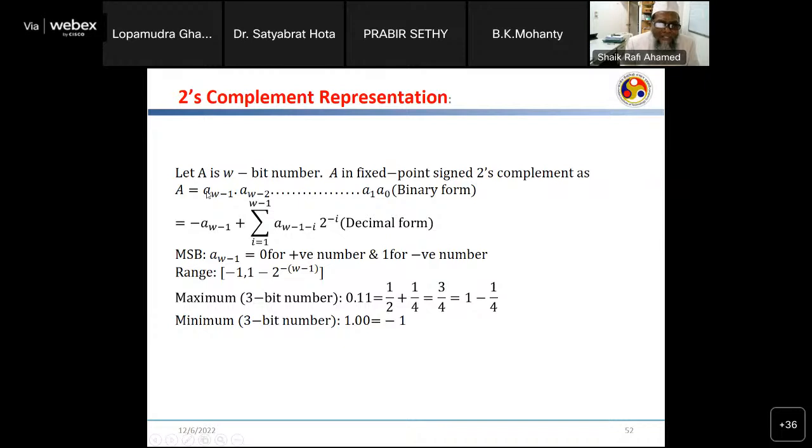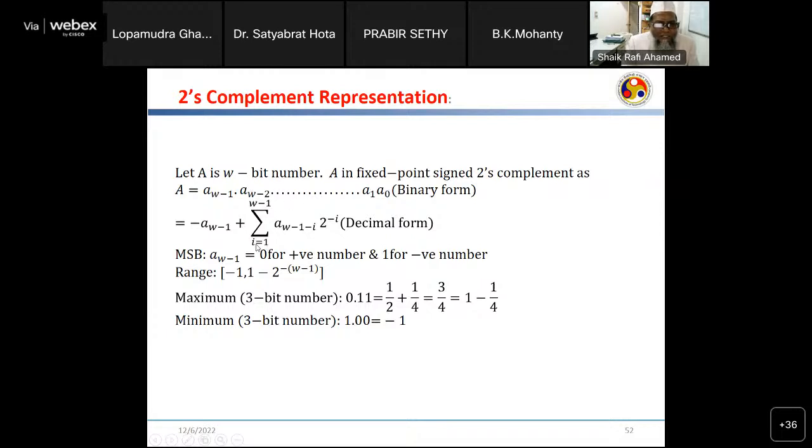If it is 1, represent that as minus 1 into 2 raised to the power of 0. And whatever the weight of this, a_{W-2}, is 2 raised to the power of minus 1. After this binary point, the negative powers of 2 will be the weights. So a_{W-2} into 2 raised to the power of minus 1, a_{W-3} into 2 raised to the power of minus 2, and so on.